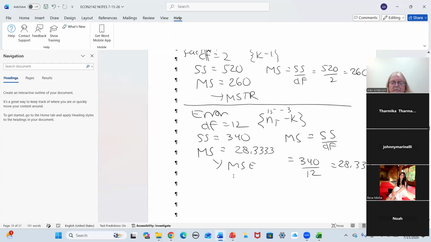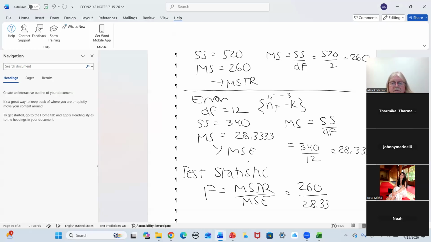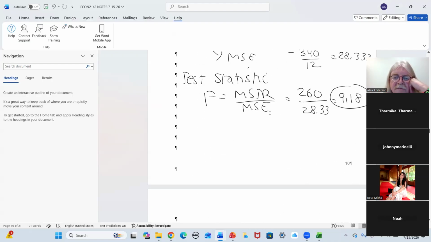Now the test statistic is the ratio of these two numbers. In other words, 260 over 28.33. So approximately 9.18. And of course, they were giving us a p-value, so we know what this means. P is 0.0038.